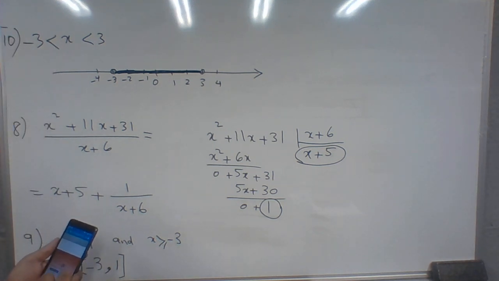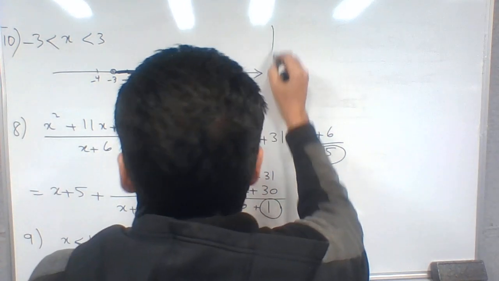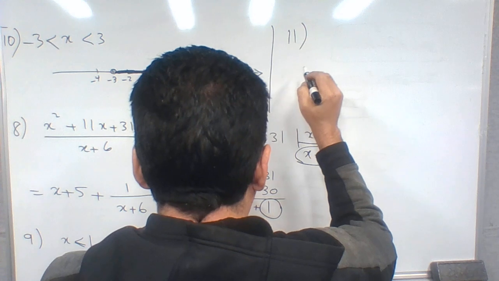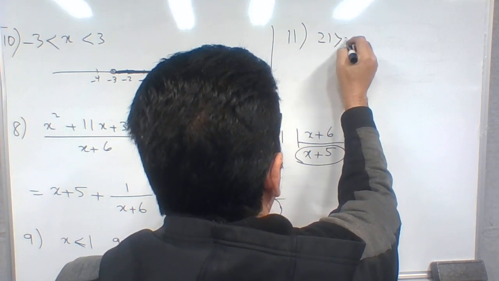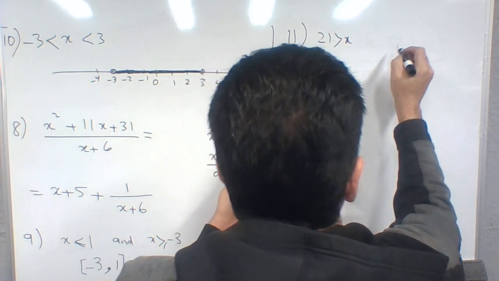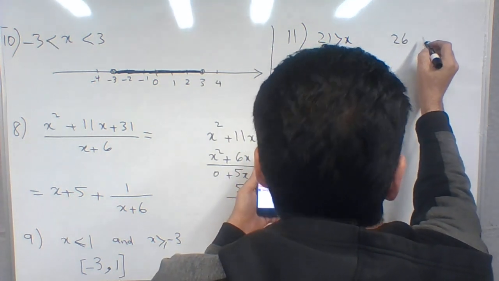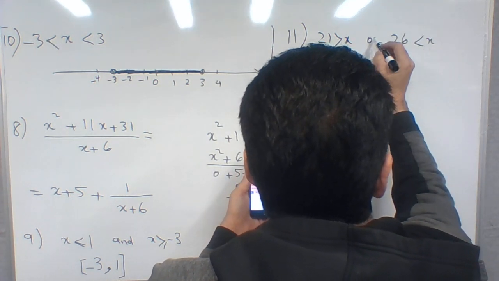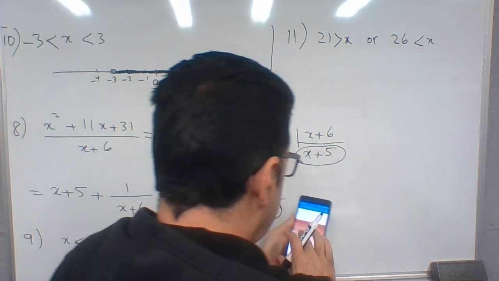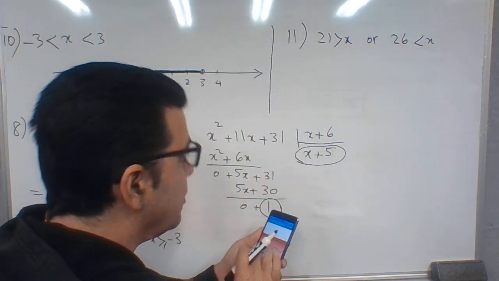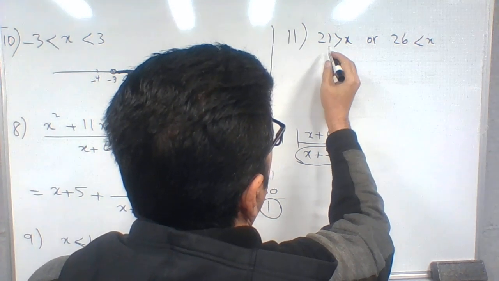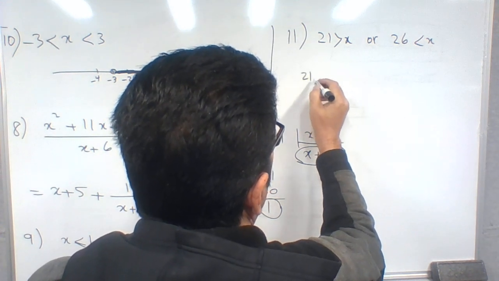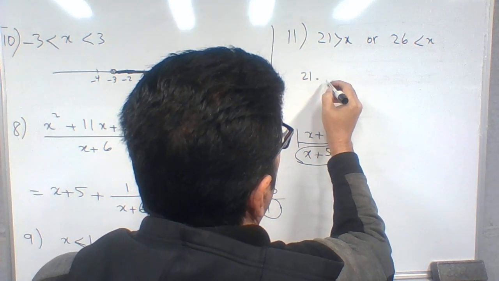Now let's do problem number 11. Write the following in interval notation. Number 11, 21 less than x, or 26 less than x. This is not "and", this is "or". So x greater than 21. If this is 21, everything greater than that.